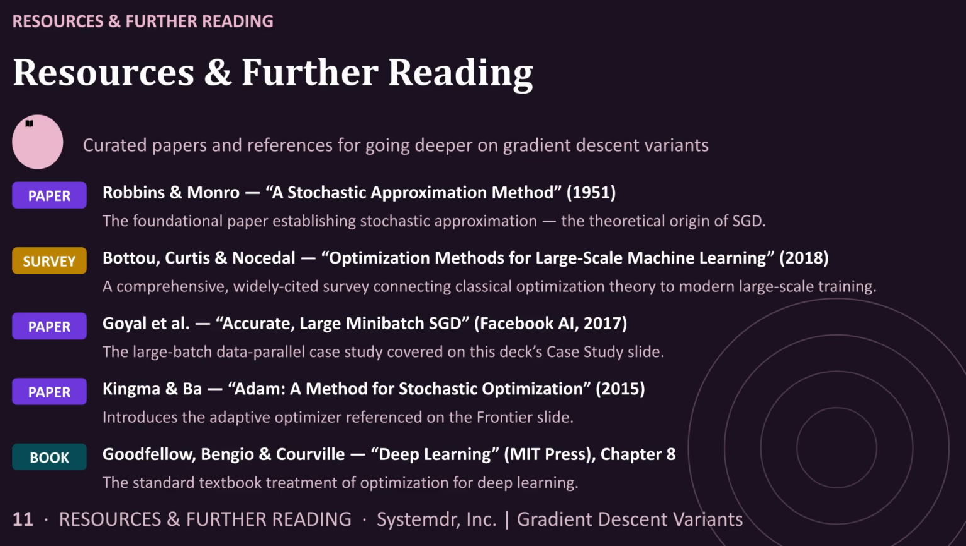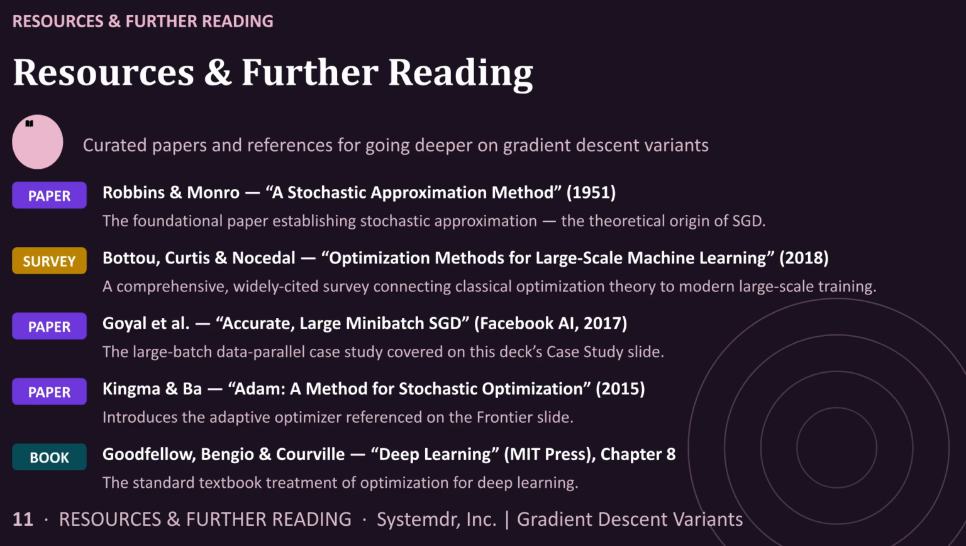Kingma and Ba's 2015 Adam paper, if you want to see exactly how those moment estimates interact with the mini-batch gradients we've been discussing. And Goodfellow, Bengio, and Courville's Deep Learning textbook, Chapter 8, the right next stop if you want a structured treatment rather than papers. One honest observation. Most production training instabilities trace back to a hyperparameter interaction that's already documented in one of these 5 sources. They're rarely a genuinely novel problem.